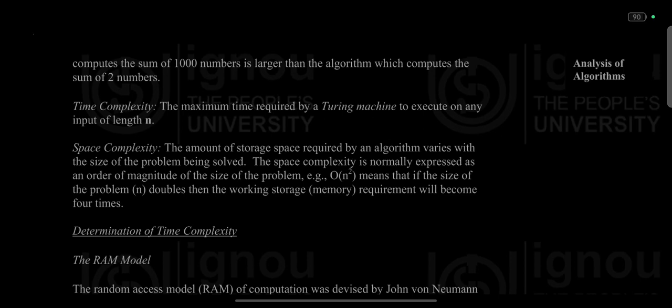The space complexity is normally expressed as an order of magnitude of the size of the problem. Example, big O n square means that if the size of the problem n doubles, then the working storage memory requirement will become 4 times.